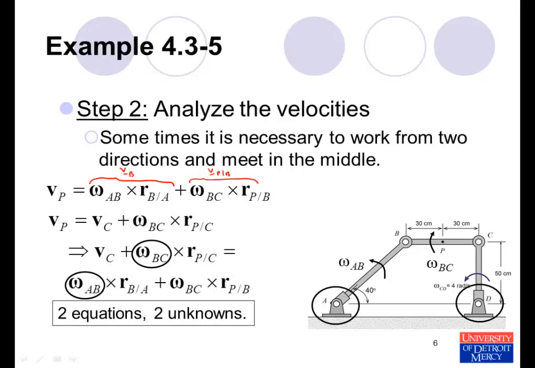So looking at this, it appears that we have two unknowns and only one equation. But in reality, we actually have two equations because we have an equation for the x direction and we have an equation for the y direction because these are vectors.